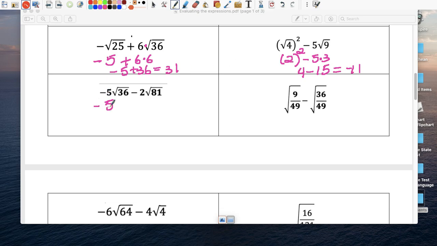Negative 5 times the square root of 36, which is 6. Minus 2 times the square root of 81, which is 9. Negative 5 times 6 is negative 30. Negative 2 times 9 is negative 18. Final answer, negative 48.